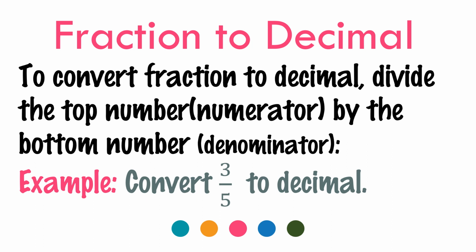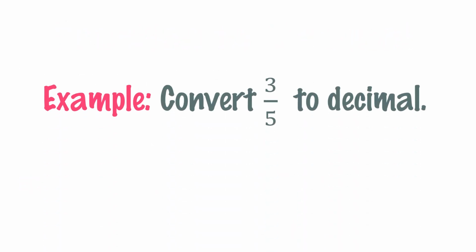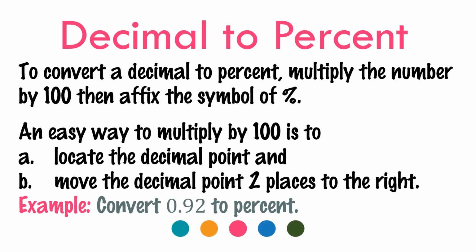For example, we have here 3/5 that we will convert to decimal. So the answer here is 0.6. So we arrive at 0.6 by dividing 3 by 5. Next is decimal to percent. To convert a decimal to percent, multiply the number by 100, then affix the percent sign.